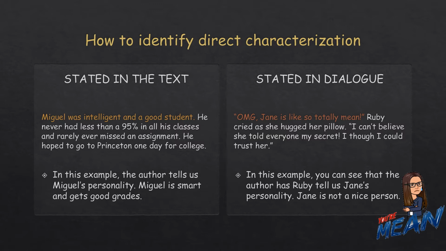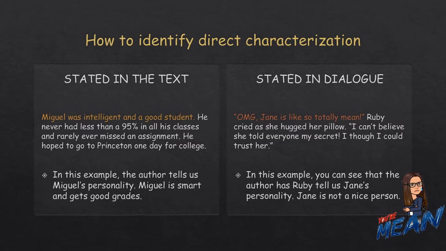Miguel was intelligent and a good student. He never had less than a 95% in all his classes and rarely ever missed an assignment. He hoped to go to Princeton one day for college. So as you can see in this example, the author tells us Miguel's personality. Miguel is smart and gets good grades.